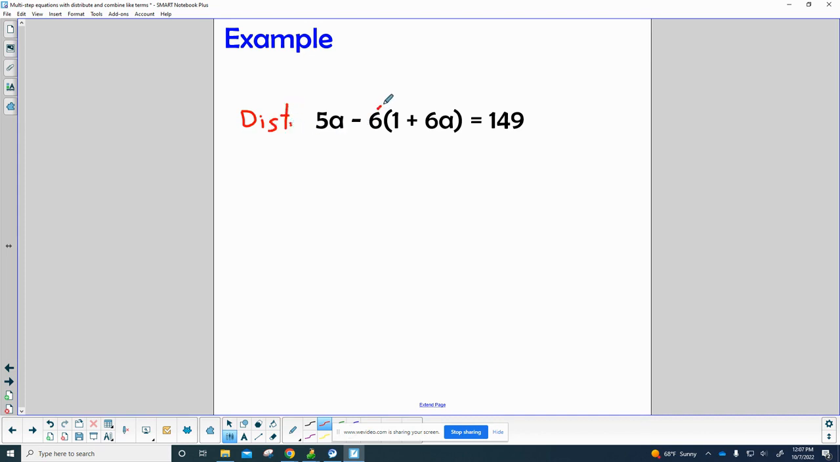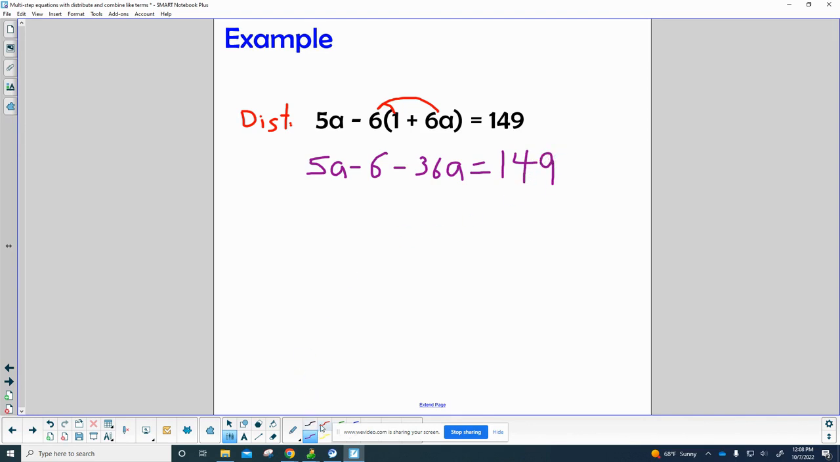And what we're going to distribute is this negative 6 times 1 and negative 6 times 6a. As we do that, we're going to rewrite the equation. First of all, the 5a doesn't change when we distribute. It's still 5a. The negative 6 times 1 is minus 6. And negative 6 times 6a is minus 36a. And all of that equals 149.